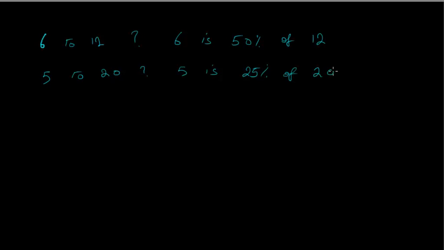What percent, for instance, has 6 to 12. 6 is 50% of 12. Or what percent has, for instance, 5 to 20. 5 is 25% of 20. A percent can always be written as a decimal by moving the decimal point 2 places to the left.